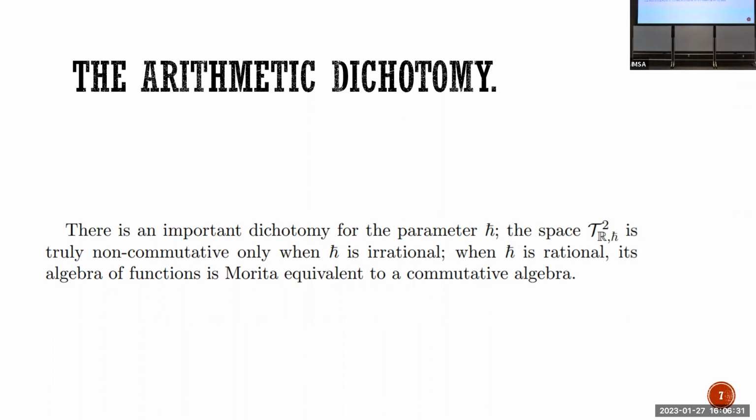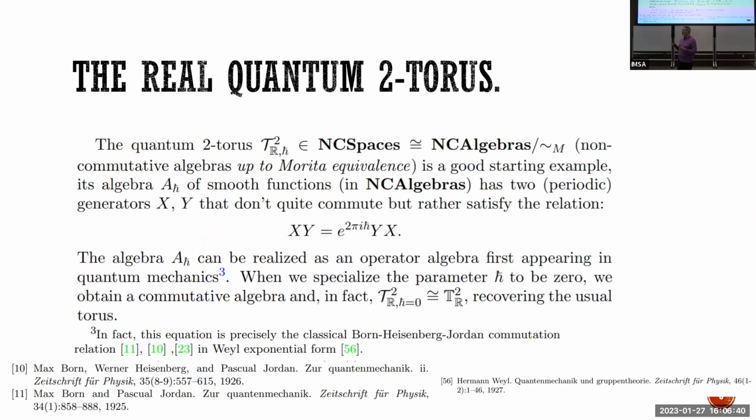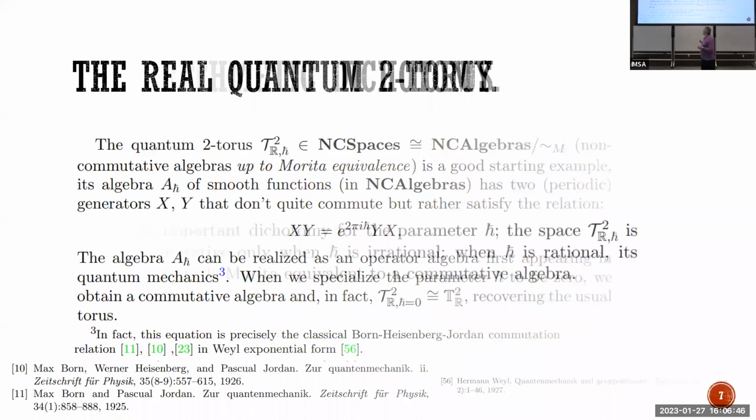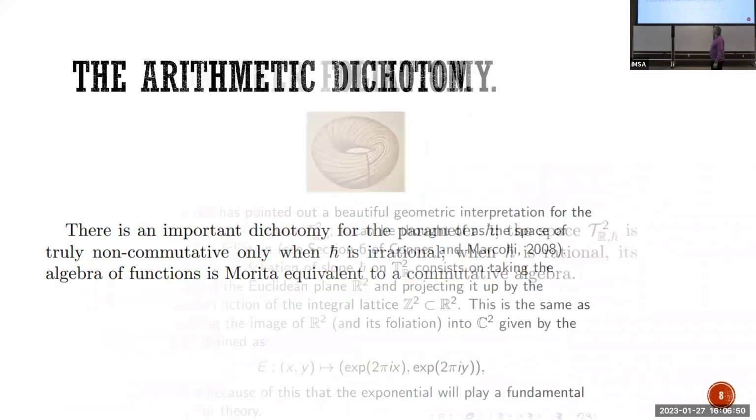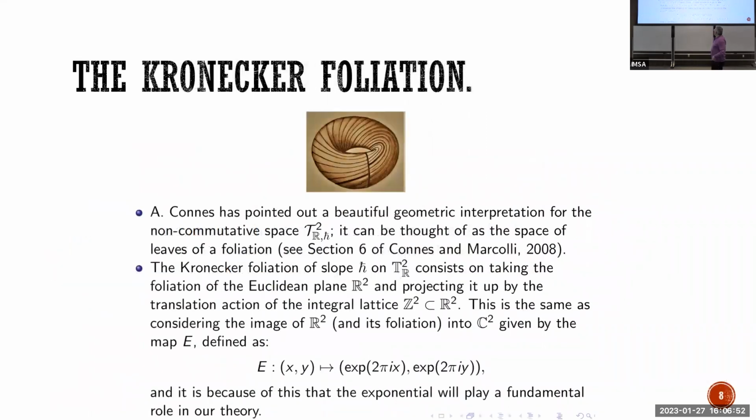Well, all I mean by this is that the correct statement is that this algebra is more equal to a commutative algebra if H bar is right. So that's what I call the arithmetic dichotomy. In any case, Alain Connes observed the beautiful geometric interpretation of this algebra. That is what we will be using very much.